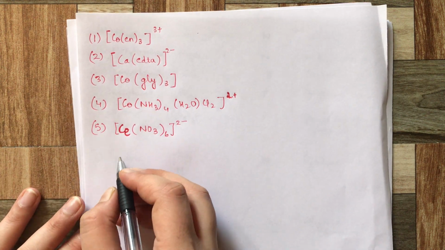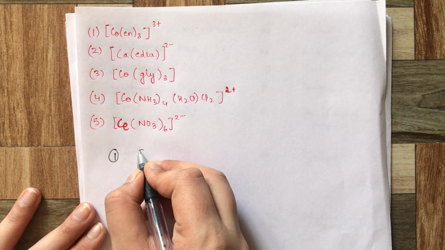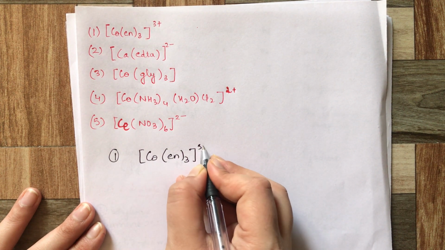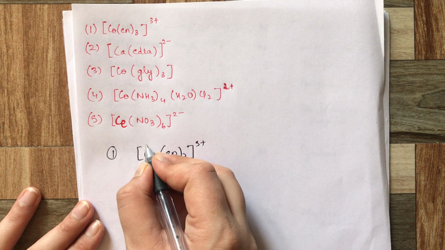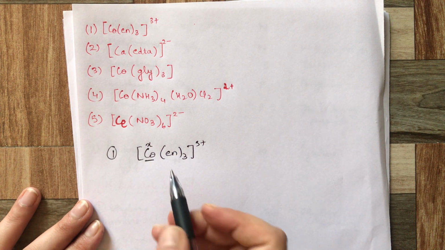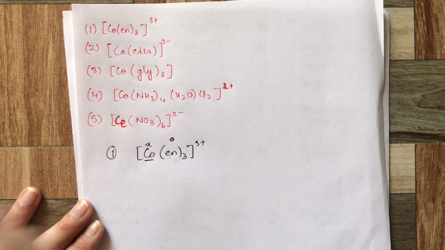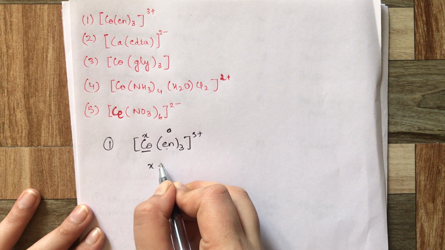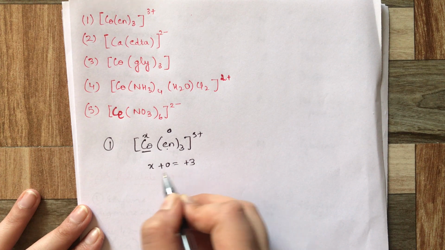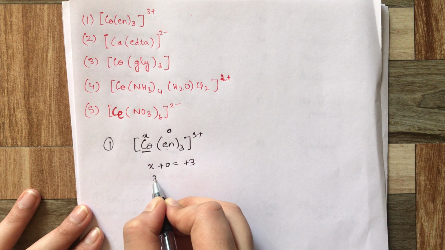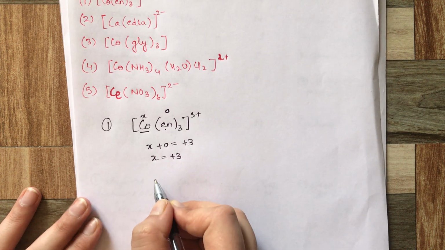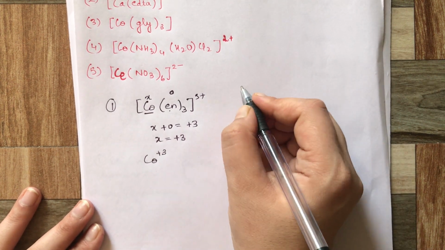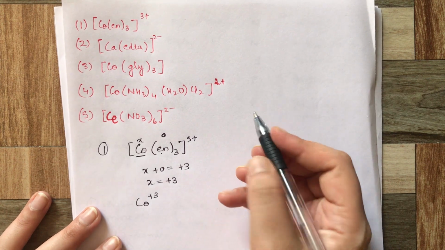Suppose I talk about one example, [Co(en)3]3+. This bears X charge, because we have to find it. We know that en has 0 charge; you can look into the ligand table and find that out. So X plus 0 is equal to +3. So cobalt has the oxidation state of +3. The rest you have to do on your own.